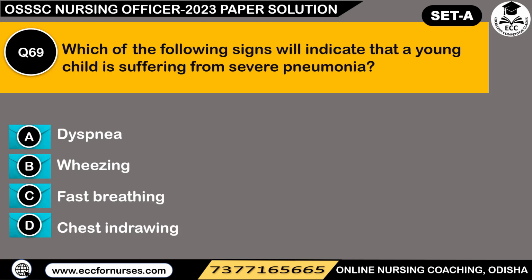Question number 69. Which of the following signs will indicate that a young child is suffering from severe pneumonia? The answer is option D, chest indrawing.